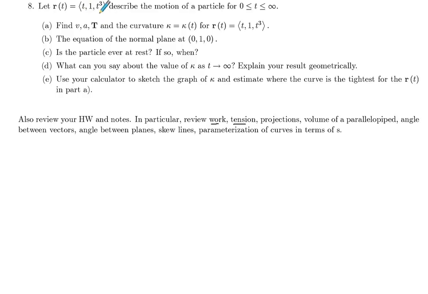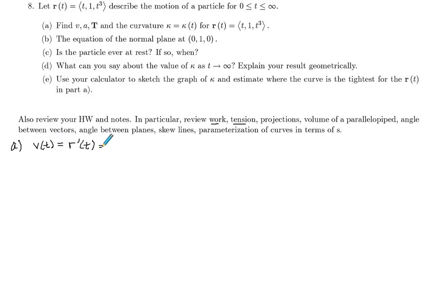We're given a position function for a particle, and we want to describe the motion of the particle for t equals 0 to infinity. So in particular, we want to find velocity, acceleration, we want to find the unit tangent vector, and then also the curvature. Okay, so v of t is just r prime of t. Remember, speed is the length of the velocity vector, or the length of r prime.